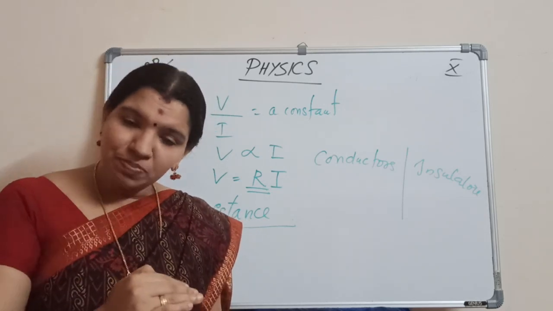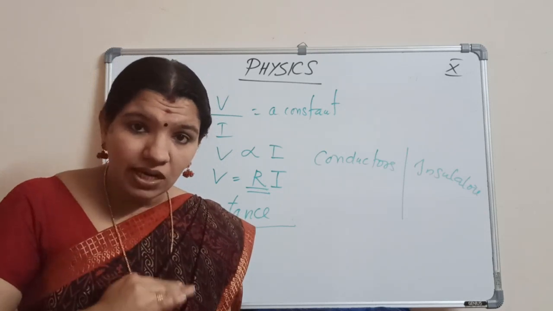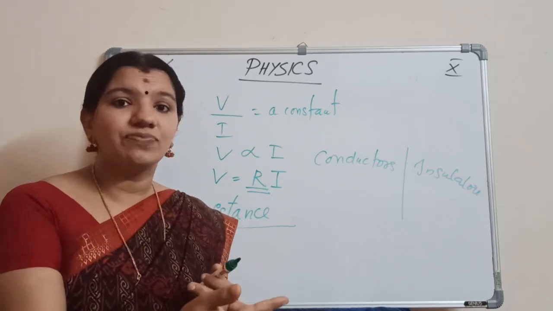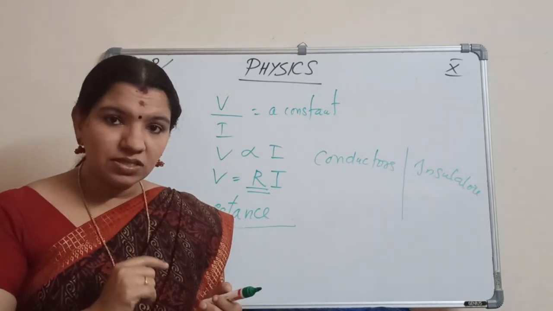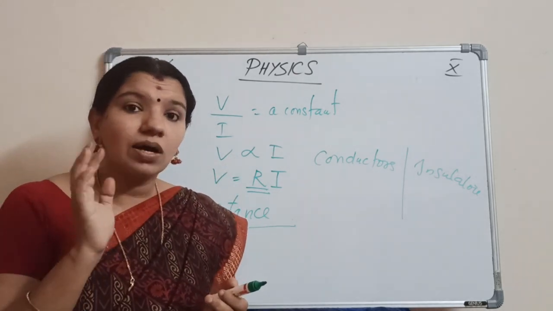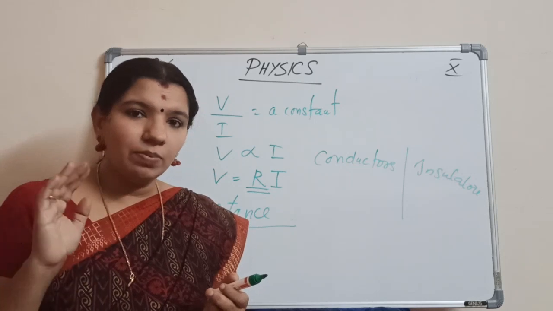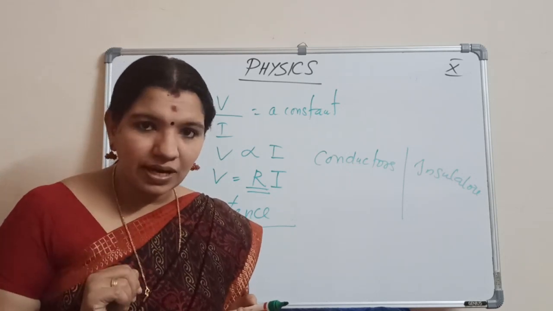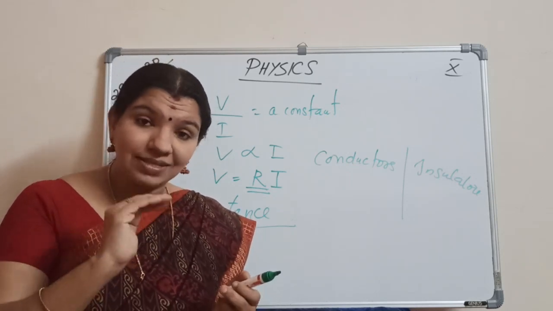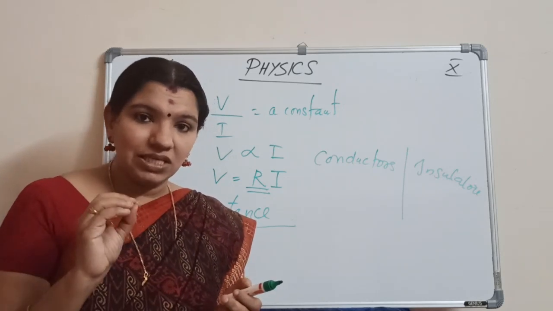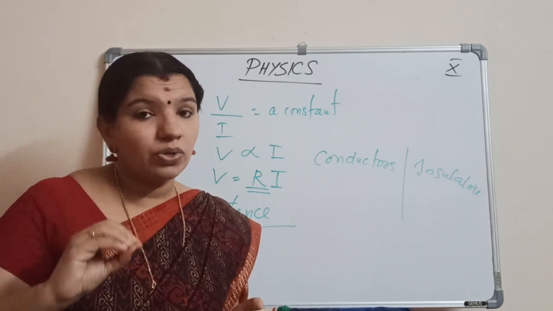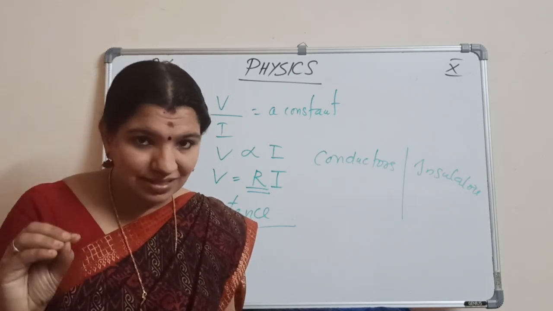So in such materials, the resistance is very low. That is why the current is flowing easily. Understand? But insulators are poor conductors. They are not able to allow the passage of current. That means it has high resistance. Okay, insulators are the materials having a huge amount of resistance, or high resistance.